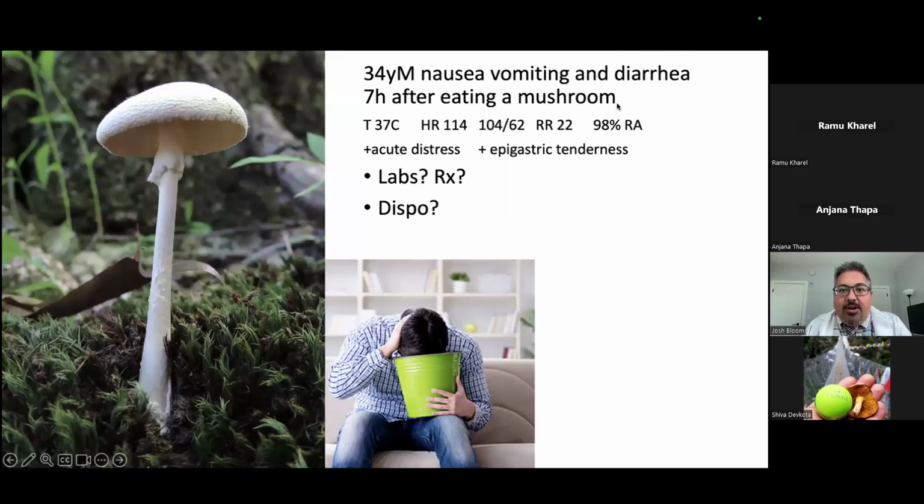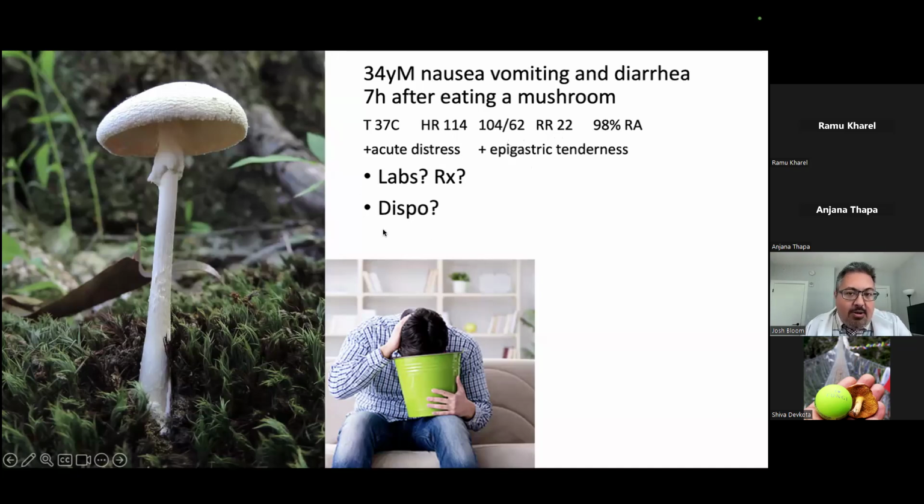It's a 34-year-old man who has nausea and vomiting and diarrhea 7 hours after eating the mushroom on the left. And let's say he was very astute and took a photograph of the mushroom before he picked it up and ate it. His vital signs are here. You can see that he's tachycardic. He has a borderline blood pressure. His respiratory rate is 22. He looks to be in acute distress and has epigastric tenderness.